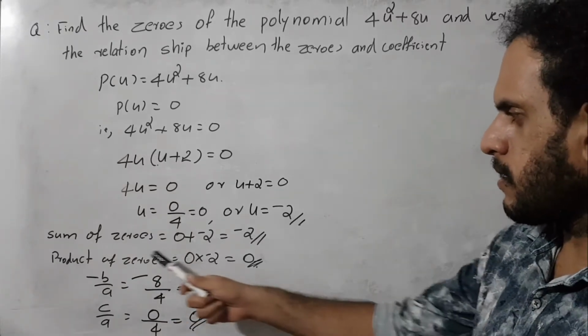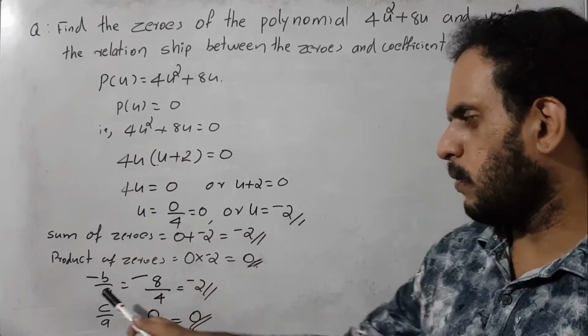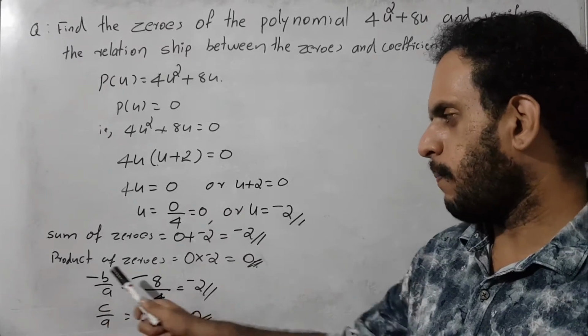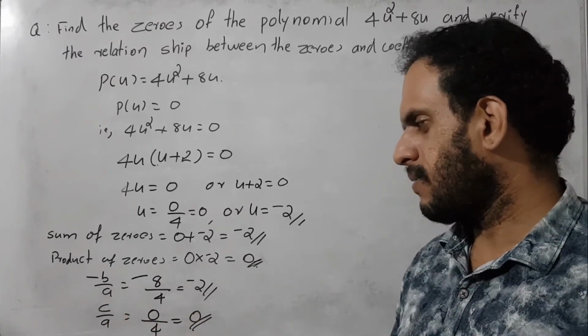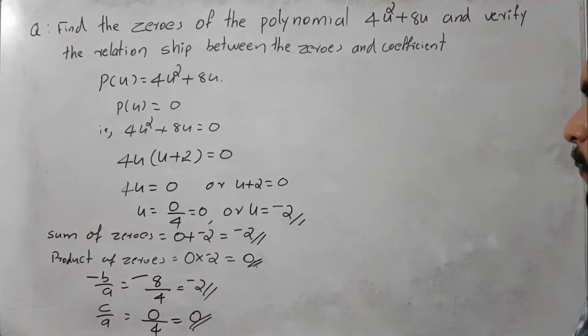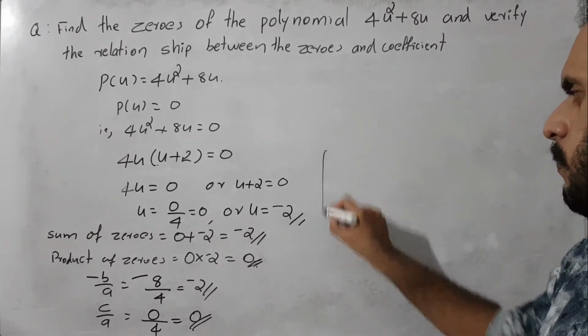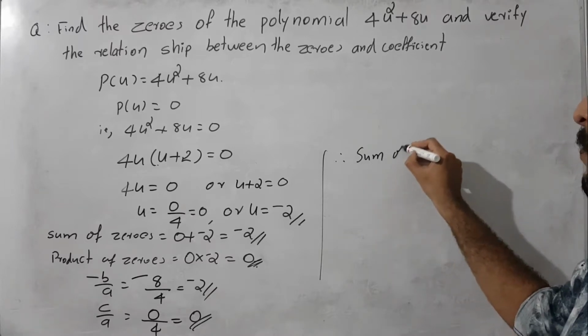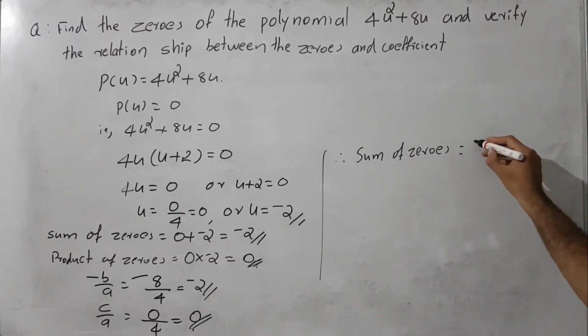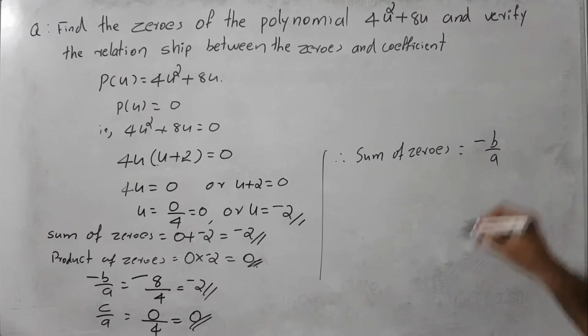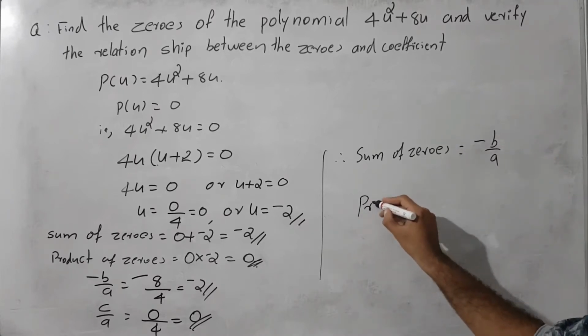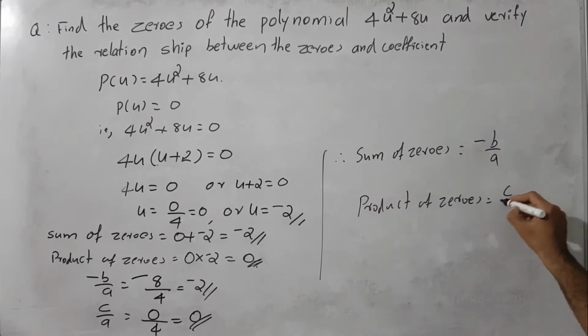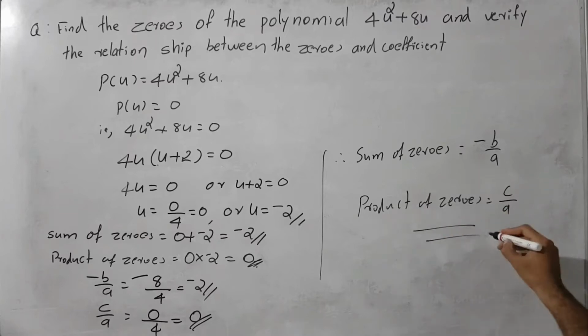We got it. The sum of zeros is equal to minus b by a, and the product of zeros is equal to c by a. Correct? Therefore, we conclude that the sum of zeros is equal to minus b by a, and the product of zeros is equal to c by a. So we verified the relationship.